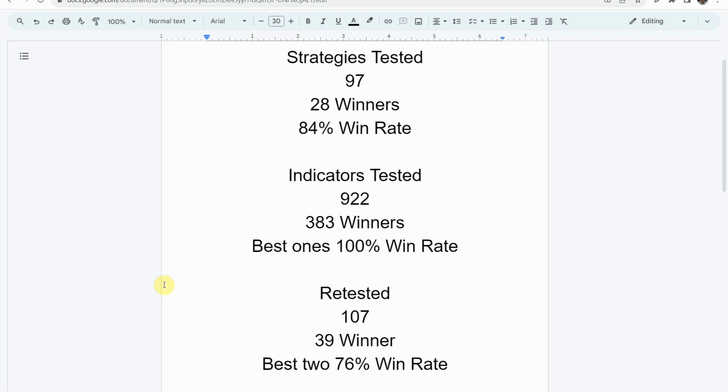Now keep in mind that we test most of these indicators and strategies on the cryptos and Forex market, but they can be applied to just about any market and time frame universally.